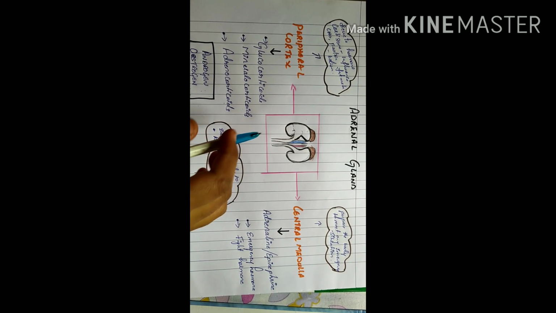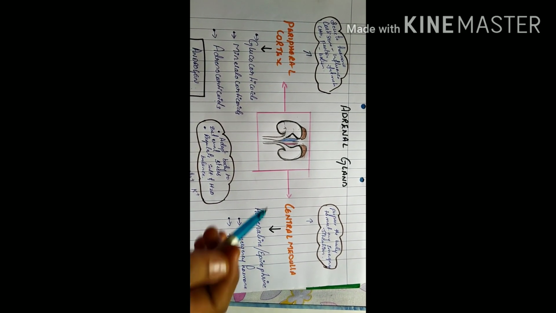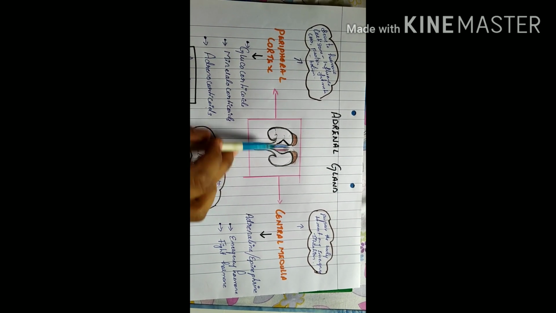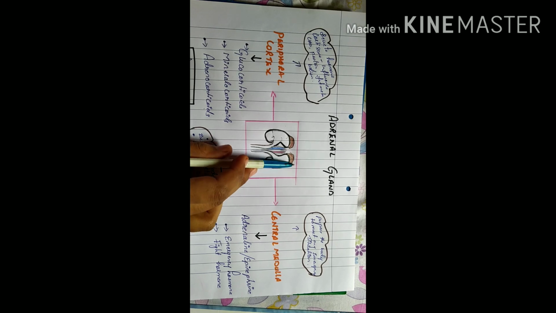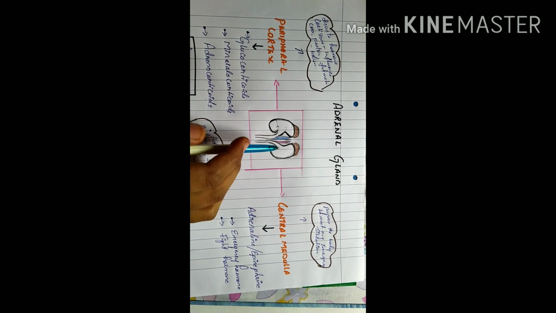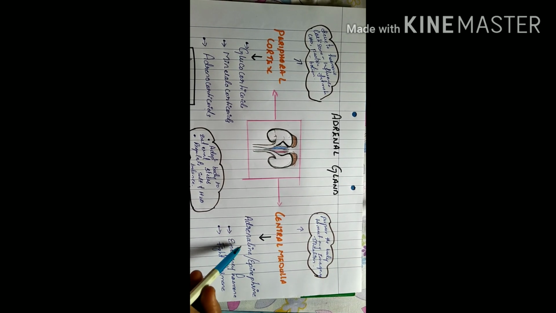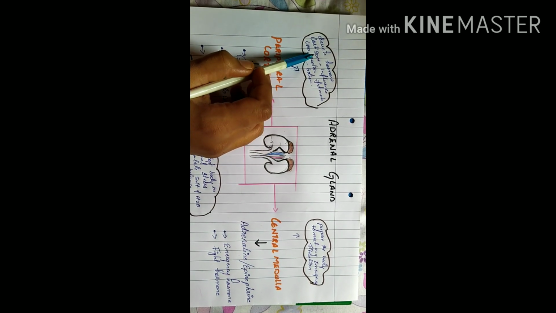So this is all about the adrenal gland. Just a summary: it is a cap-like structure which is present above the kidney. It produces two hormones, that is adrenaline and cortisol.